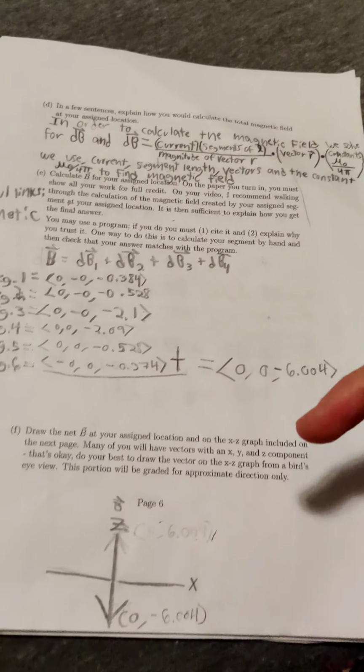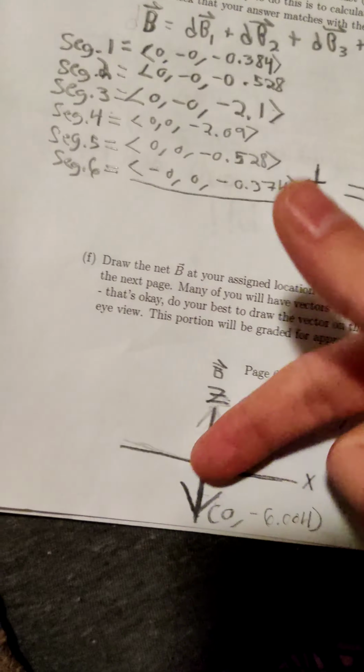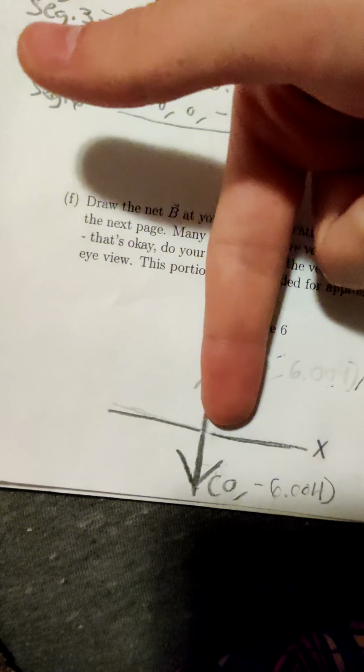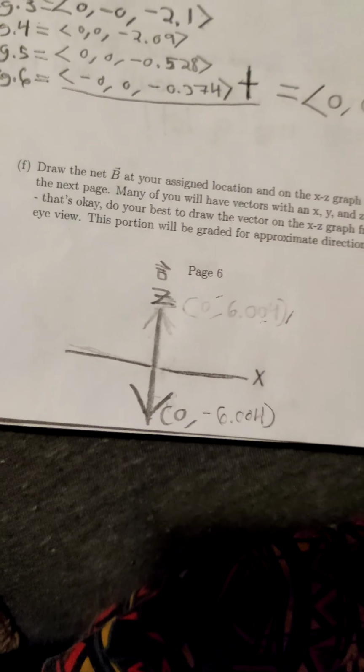Z direction. So in my graph here, the magnetic field goes down towards the negative 6.004, which is the negative Z direction.